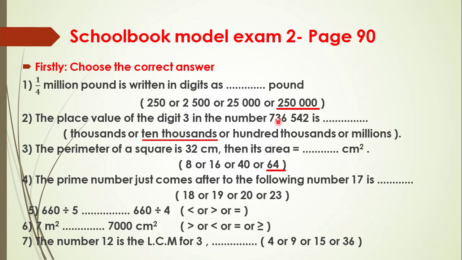Number 4, the prime number just after 17. Here we have 18 or 19 or 20 or 23. Okay, 18 is not a prime number, so I'll choose 19.